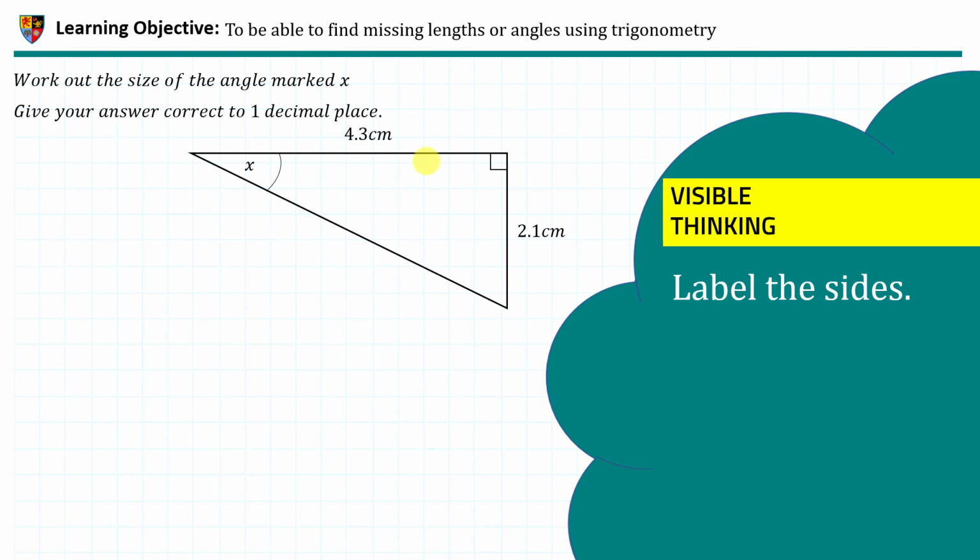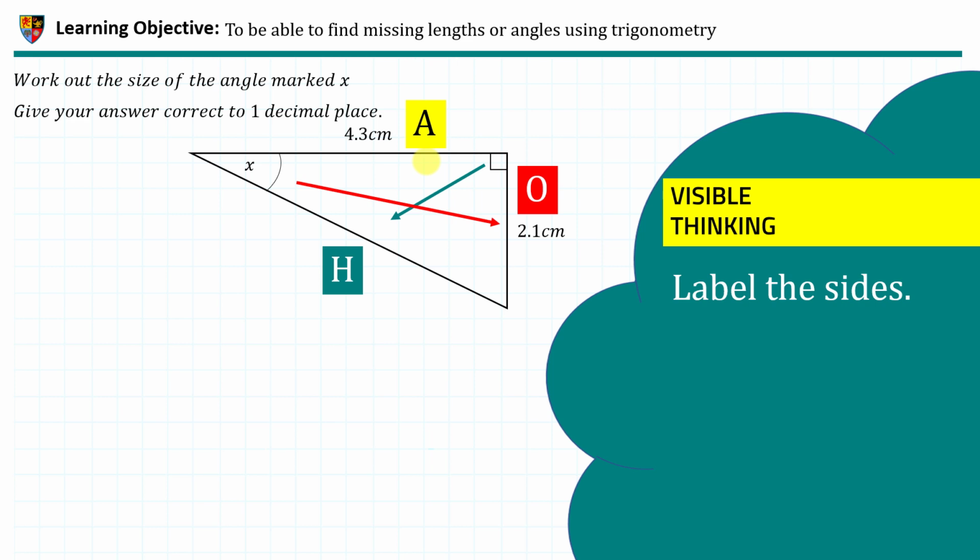So you were asked to find the size of the angle x, giving your answer to 1 decimal place. The first thing you've got to do in any trigonometry question is to label the sides. Opposite the right angle is the hypotenuse. Opposite the angle of interest, in this case x, is the opposite side. Opposite is relative to the angle of interest, yeah? And then the other side is called the adjacent side, so we'll label that A.